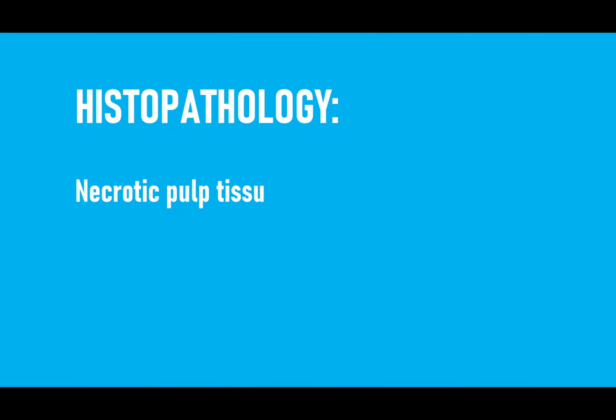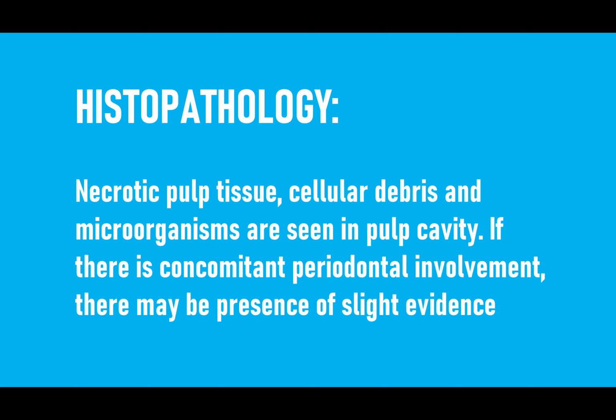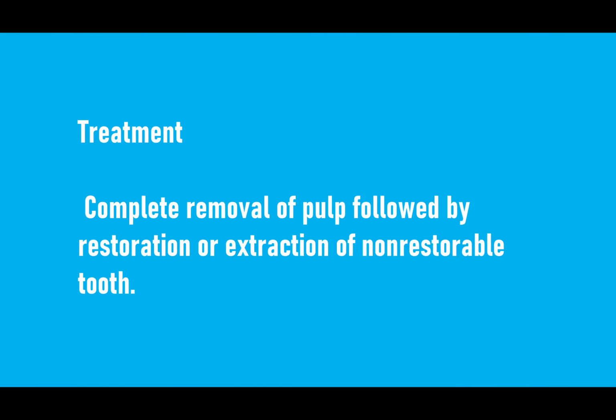Histopathologically, how can we confirm that there is necrosis? Necrotic pulp tissue, cellular debris and microorganisms are seen in the pulp cavity. If there is concomitant periodontal involvement, there may be slight evidence of inflammation. Treatment of pulp necrosis is by complete removal of pulp followed by restoration or extraction. It depends on the restorability of the tooth. If the tooth is restorable, then we go for root canal treatment, but if the tooth is not restorable, then we go for extraction.